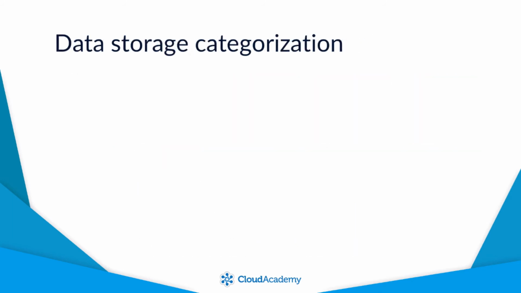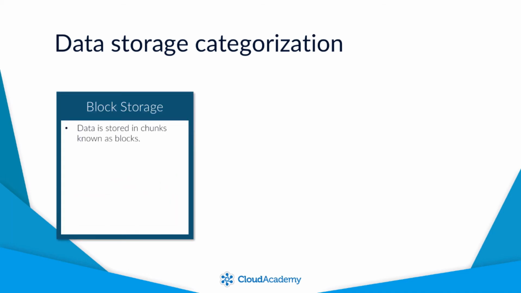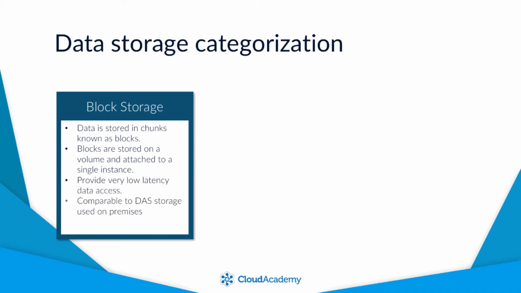Data storage can be categorized between block, file and object storage. So what's the difference between these in AWS? Block storage. Block storage stores the data in chunks of data known as blocks, and these blocks are stored on a volume and attached to a single instance. They generally provide very low latency and can be considered similar to your directly attached disks within your own data center.